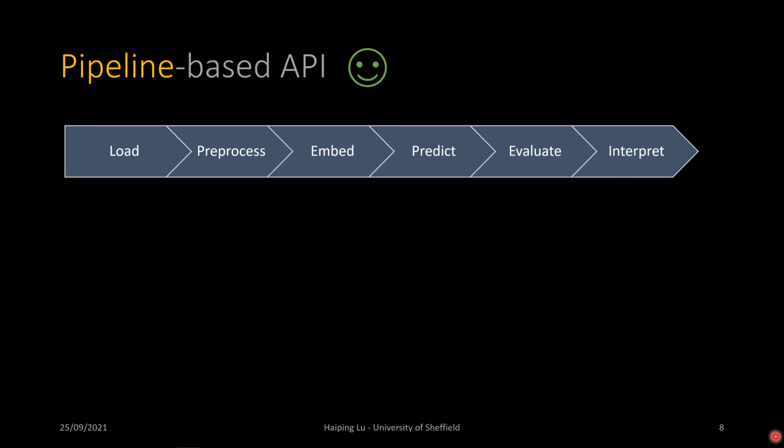First, load the data. Second, preprocess the data. Third, embed the preprocessed data into feature space. Fourth, predict a target using the embedded features. Fifth, evaluate the prediction performance. Sixth, interpret the learning outcome and the learned features.